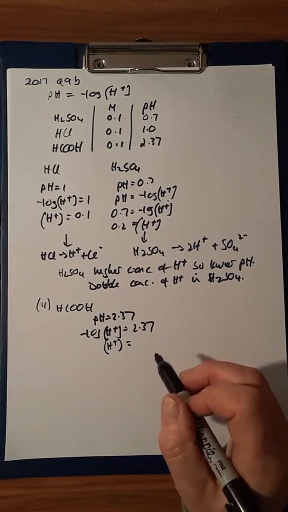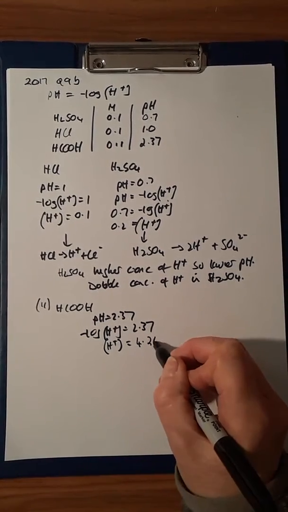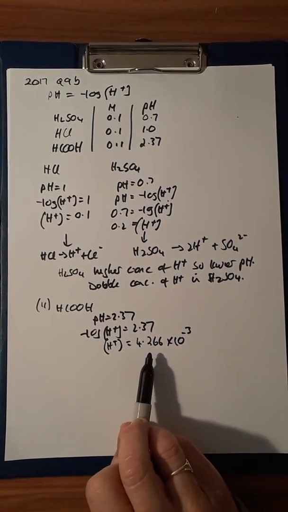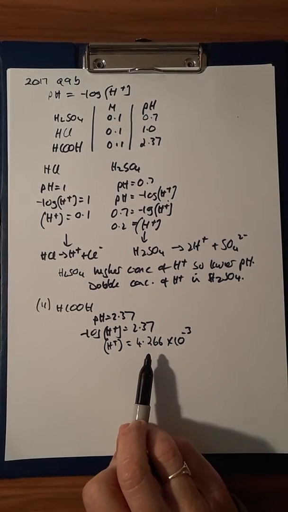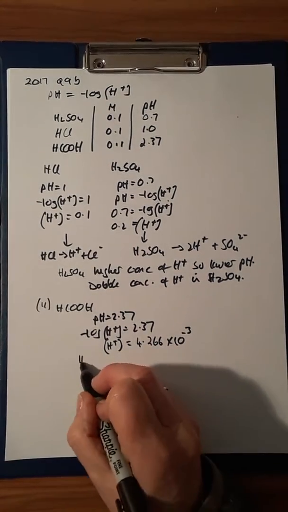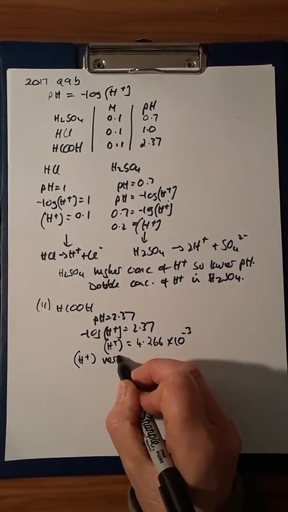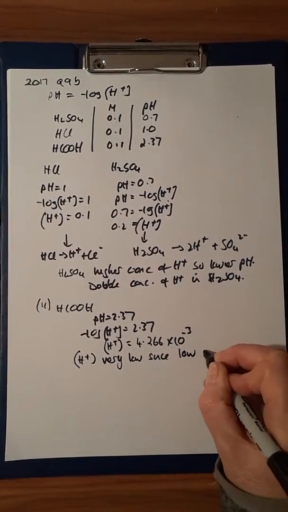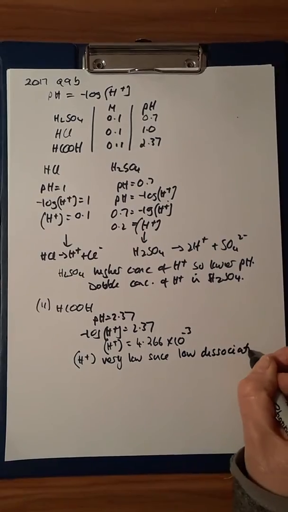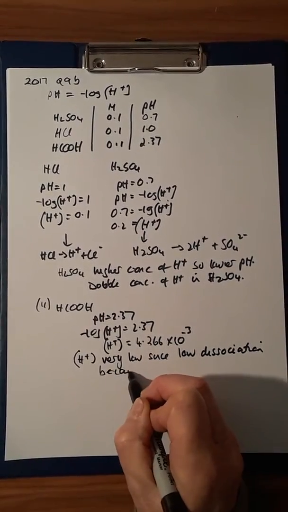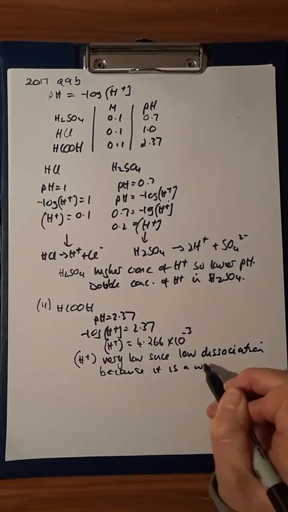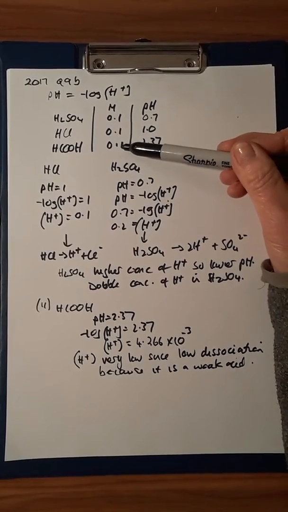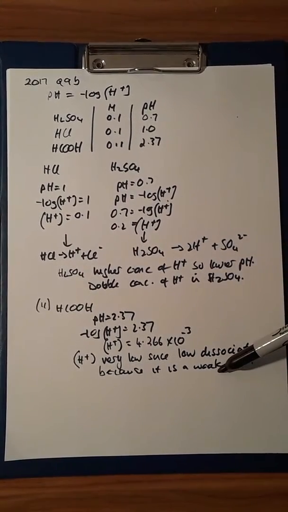And when you put that into your calculator, you will get 4.266 by 10 to the minus 3. So this is a very low concentration of H plus ions, since you have very low dissociation because it is a weak acid. Even though it's a 0.1 molar concentration, it's not all dissociating into its ions. So it's a weak acid.